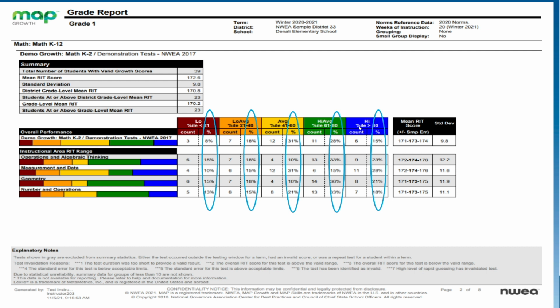So you can see the number of students and percentage of students at that grade level that are falling into those different ranges. And then use that information to determine areas of strength and areas where the grade level might want to double down and focus on skills that will move more students into those upper ranges of achievement.